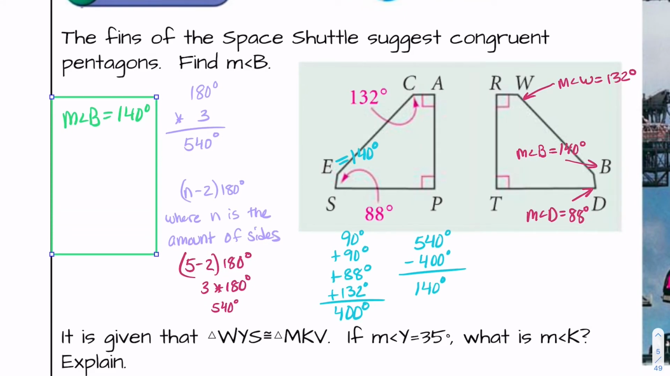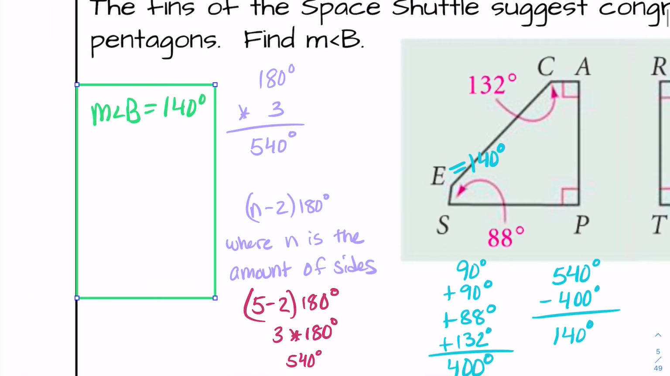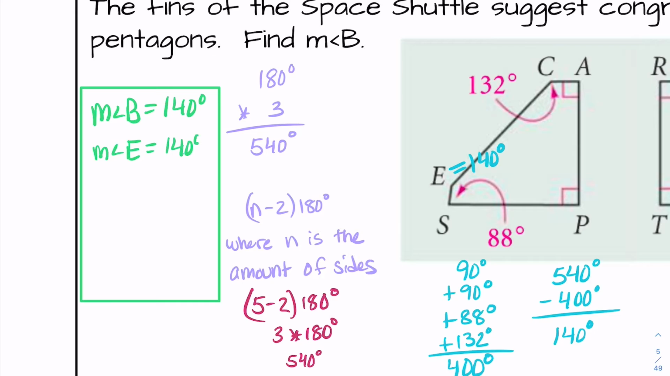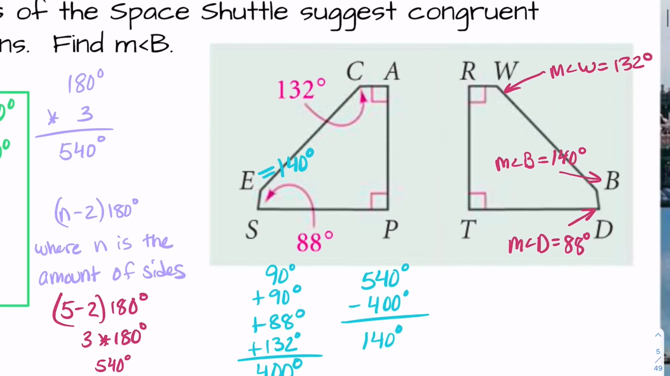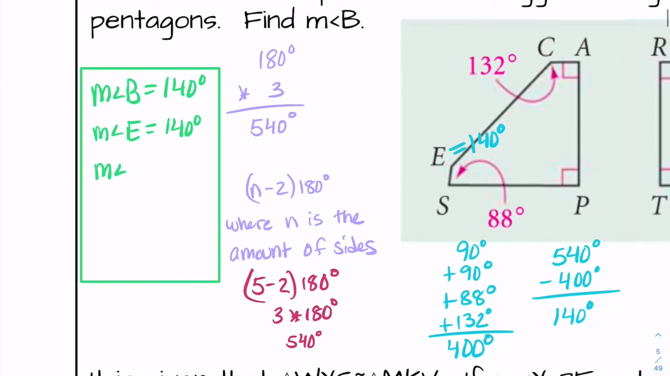So you know what? Why don't I just write it out? Because I already did all that work. Let's get some credit for this. So the measure of angle E is 140 degrees. The measure of angle D is 88 degrees.